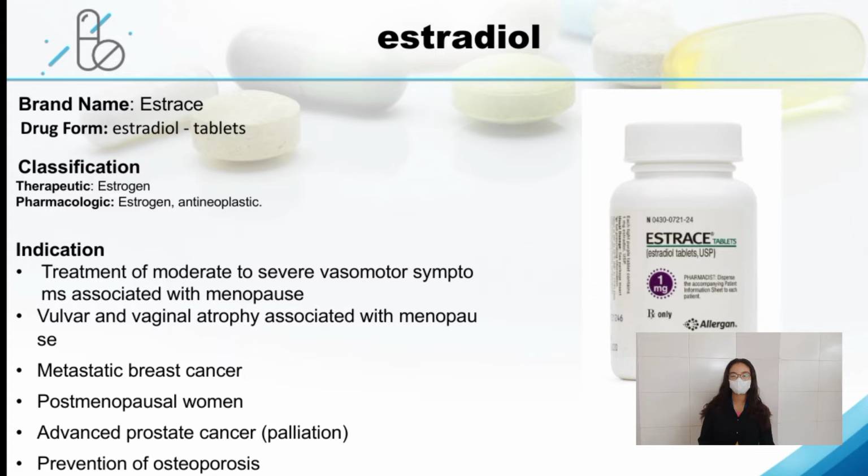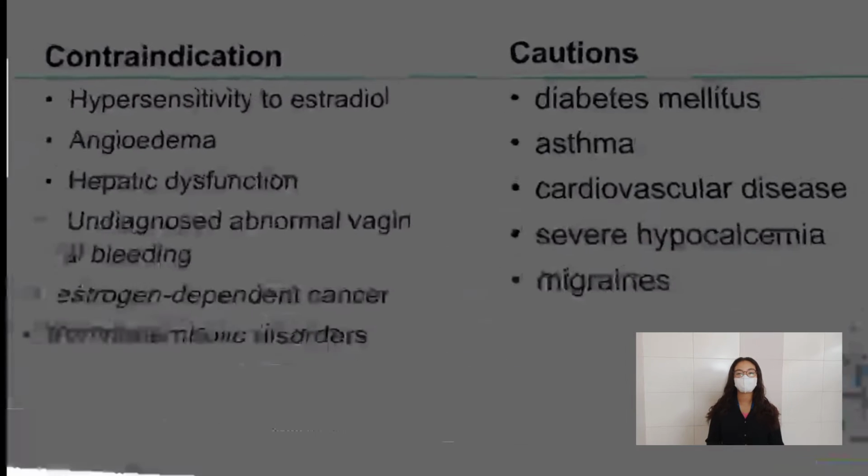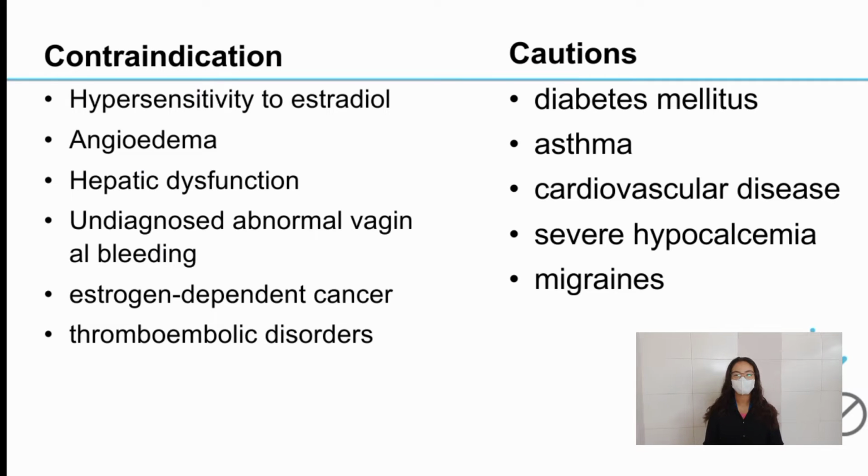Vulvar and vaginal atrophy also associated with menopause, metastatic breast cancer, postmenopausal women, advanced prostate cancer for palliation, and lastly the prevention of osteoporosis. Contraindicated in patients with hypersensitivity to estradiol, angioedema, hepatic dysfunction, undiagnosed abnormal vaginal bleeding, estrogen-dependent cancer, and lastly, thromboembolic disorders. Cautions will be diabetes mellitus, asthma, cardiovascular disease, severe hypocalcemia, and migraines.